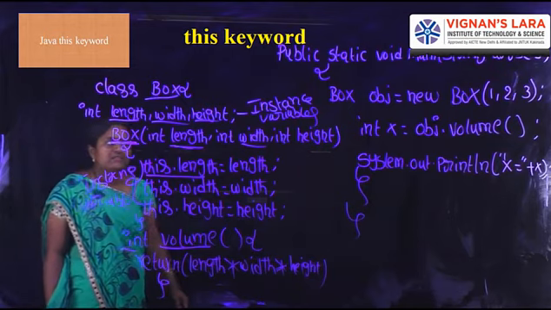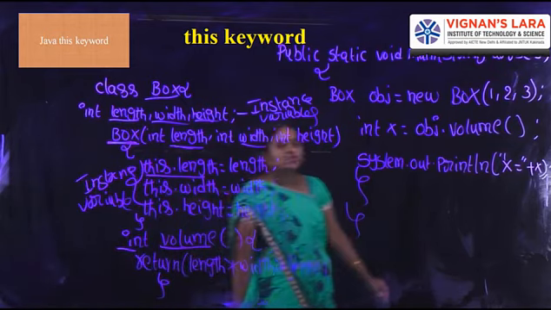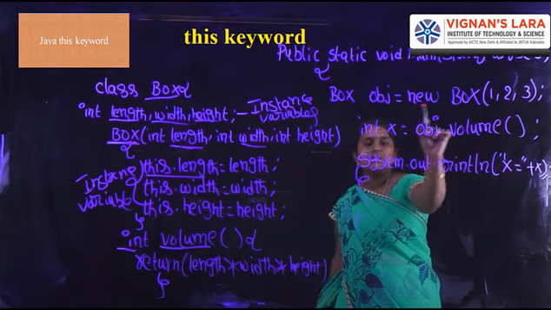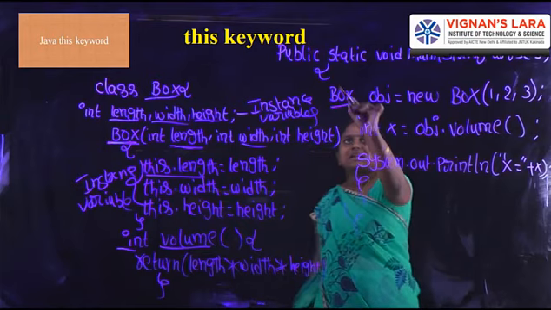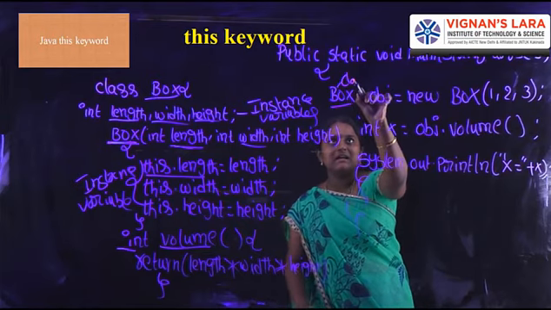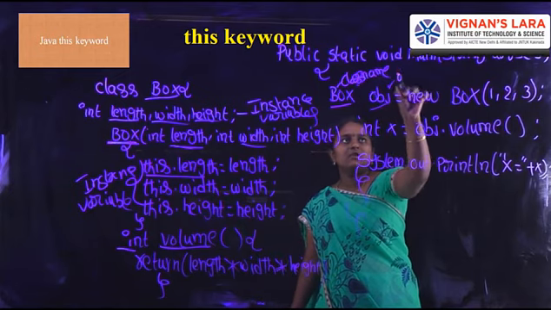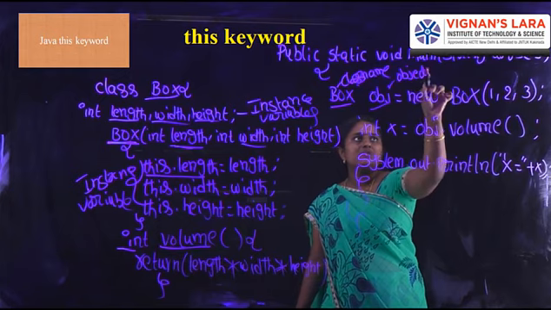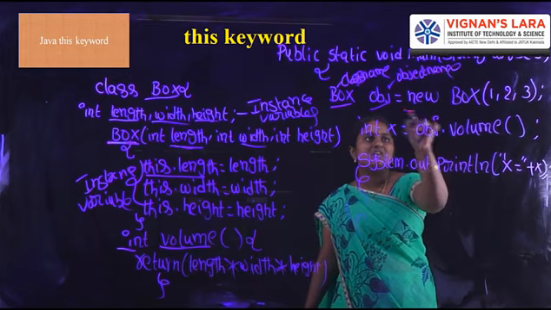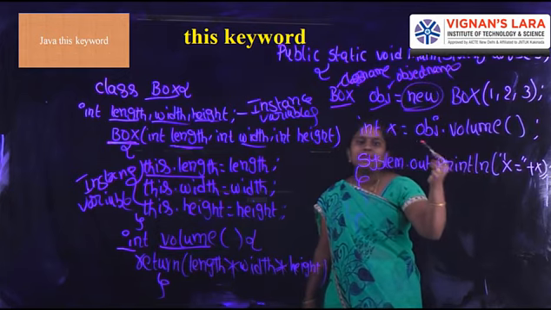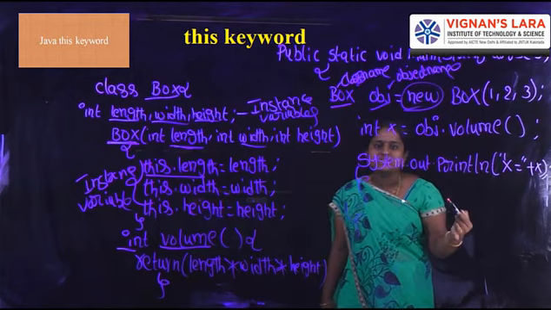What is the syntax for creating an object in Java? Box obj = new Box. Here Box is the class name, obj is the object name, and new is the keyword. What is the functionality of the new keyword? It dynamically allocates the memory space for instance variables and instance methods.